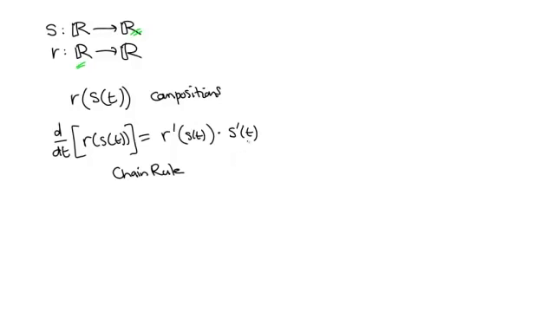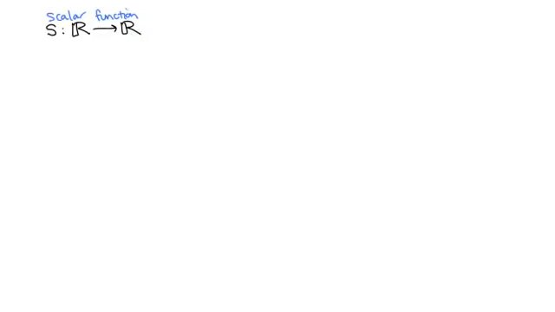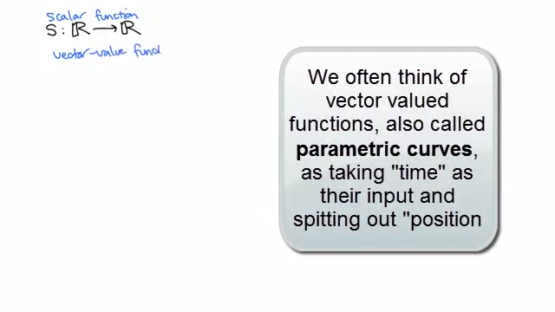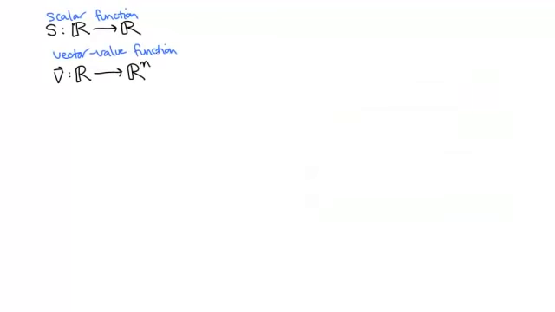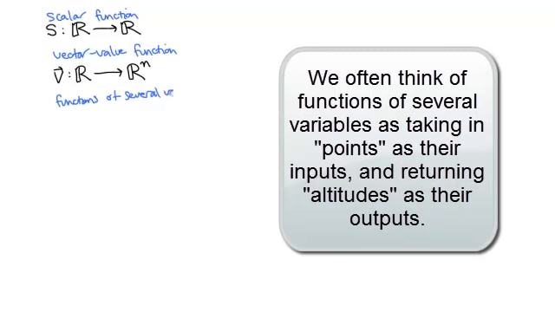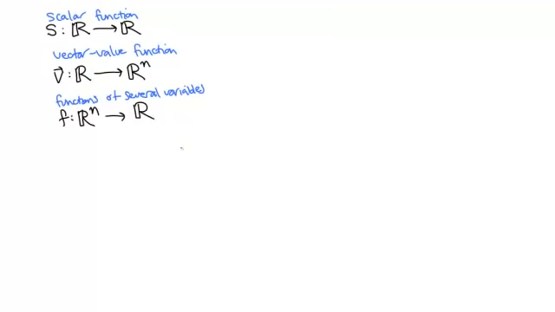But now we have more types of functions. We talked about vector-valued functions, which were functions whose inputs came from the real line, but whose outputs were vectors, so a value in R2 or R3, or more generally in Rn. And most recently, we've talked about functions of several variables, which are functions whose inputs are ordered pairs or triples, or in general from Rn, but whose outputs are single real numbers.